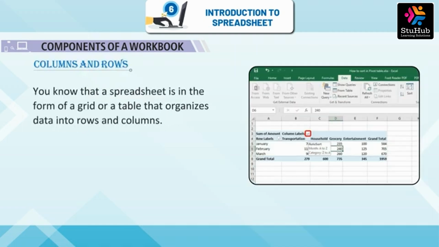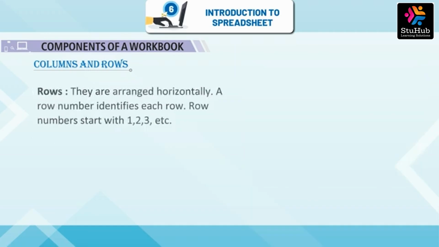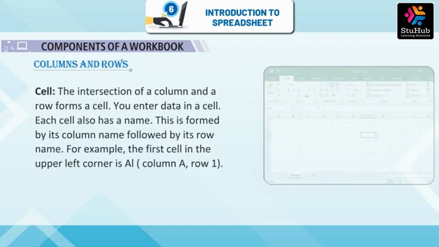Columns and rows. You know that a spreadsheet is in the form of a grid or a table that organizes data into rows and columns. Columns. They are arranged vertically. Each column is identified by a column heading. Columns are named with letters A, B, C, etc. Rows. They are arranged horizontally. A row number identifies each row. Row numbers start with 1, 2, 3, etc.